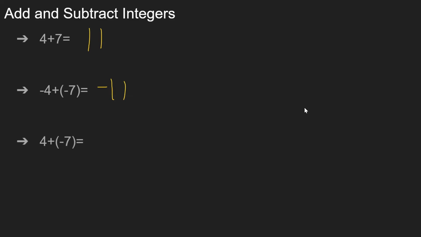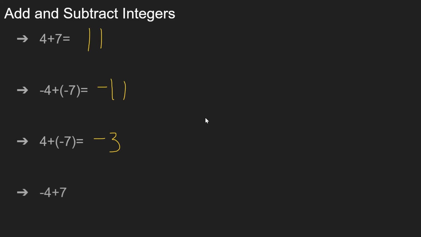Now here we have numbers with opposite signs. 4 plus negative 7. Notice we're adding numbers with opposite signs. So you subtract the numbers, 7 minus 4 is 3, and keep the sign of the bigger number, negative 3. Basically why this is because if you think on a number line, if you start at 4 and you add negative 7, that's like moving to the left 7 units, and you would land on negative 3.